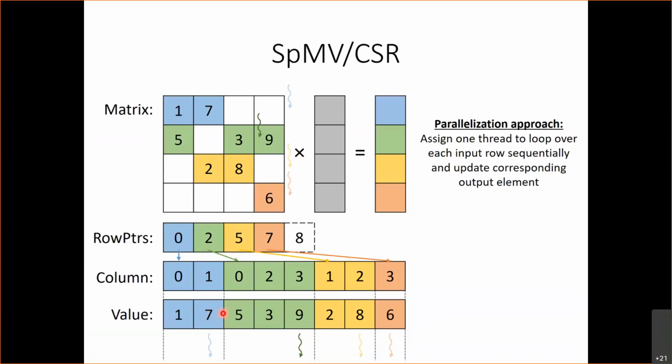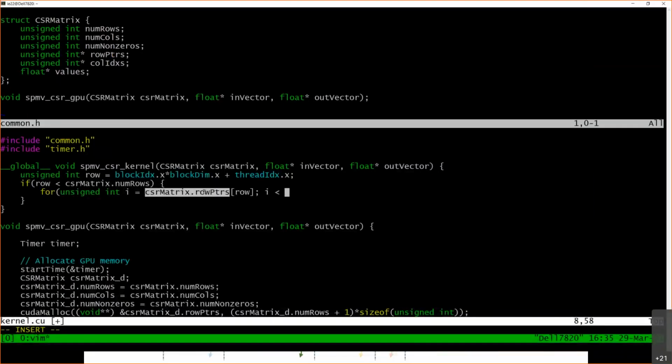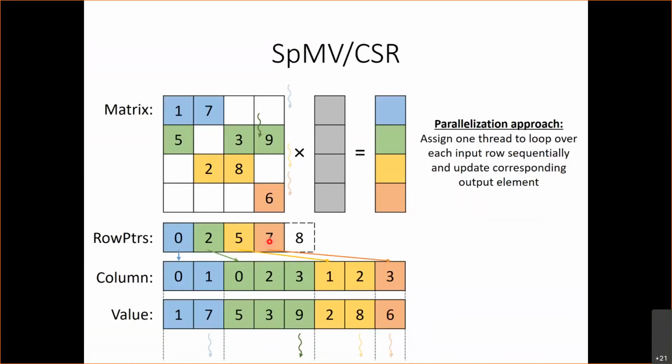Well, it stops at the row pointers of the next value. Right, it's going to stop at the row pointers of the next value. So here we will stop at csr.row pointers of row plus 1. Okay, and this is why we need to have one additional element at the end, so that the very last thread knows where it needs to stop. So this last element will tell me the total number of non-zeros in the matrix. It also tells me where the last thread stops.